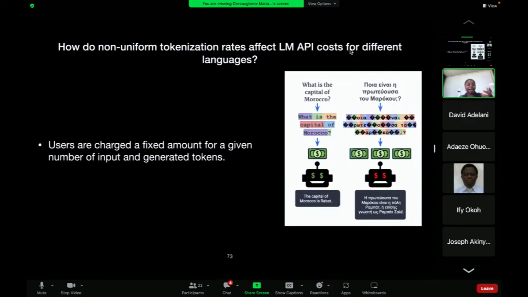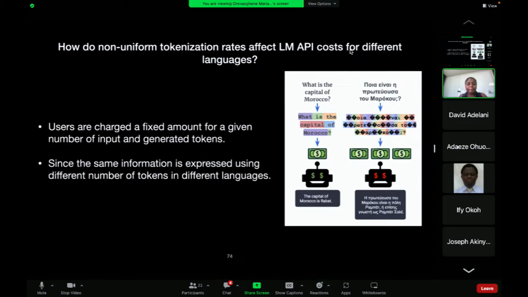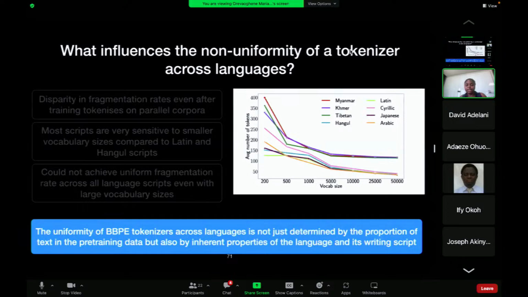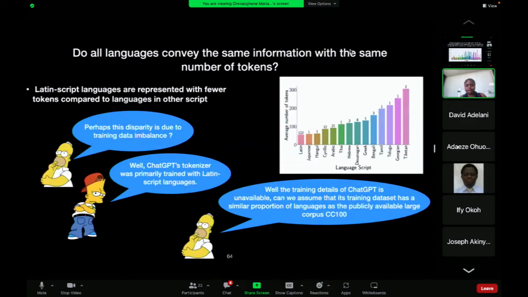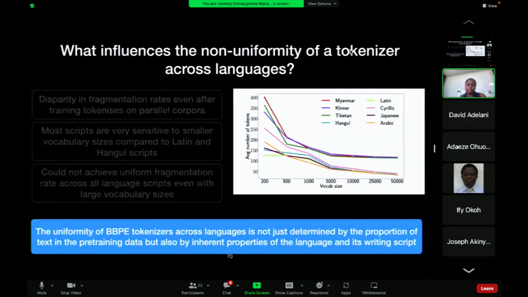So we all agree that users are charged a fixed amount. They charge you a certain number of dollars for a given number of inputs. They charge you based on your inputs and they charge you based on your generated tokens. Nobody cares if the generations make sense or not. You're just charged. Because the same information is expressed using a different number of tokens in different languages, just like we saw I don't know how many slides back, people that speak Telugu, for instance, would have more tokens for the same text.